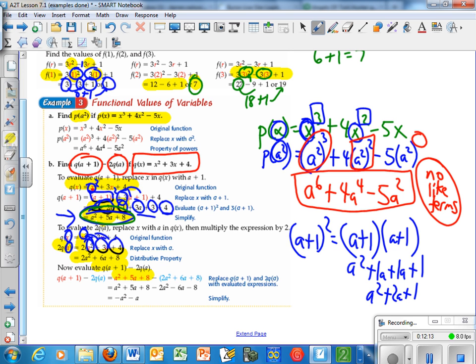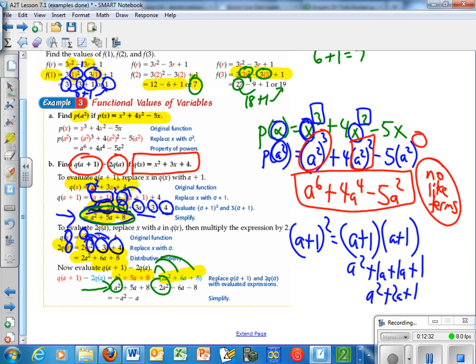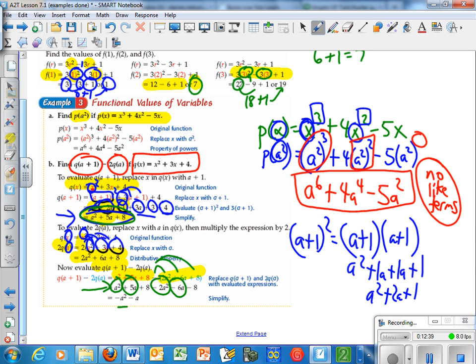And then we subtract off what we got when we did 2 times q of a. Now you have to distribute your opposite sign, so all these algebraic properties are coming into play. And that changes each of these signs. And then you just look at this line right here, and we want to combine like terms. So a squared minus 2a squared is negative a squared. Plus 5a minus 6a is negative a, that's that term. And notice the plus 8 and minus 8 drop out.